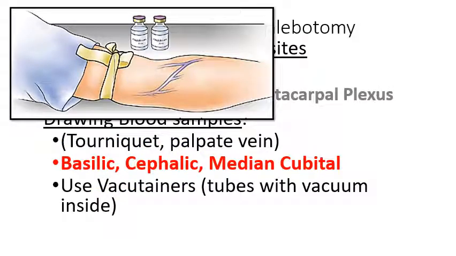Okay, so here you put a tourniquet on, right? And then you palpate for the vein. There's the median cubital vein. And then as soon as you've stuck the needle into that vein, you release the tourniquet, you snap it away, and then the vacutainer sucks the blood quickly into the tube.